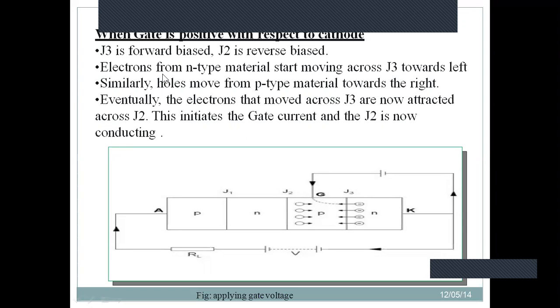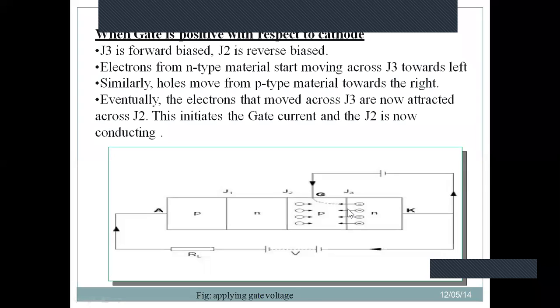So when J3 is forward bias and J2 is reverse bias, what will happen? The electrons from the N type material start moving across J3. We can see in the figure, the electrons in the N type material will move towards junction J3, right? Similarly, the holes will also move towards the P terminal, that is, the electrons towards the right side and the holes towards the left side. Once they move across this junction J3, they reach J2.